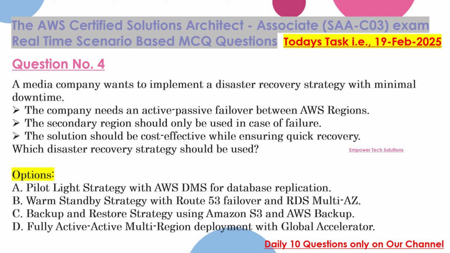Options: A. Pilot light strategy with AWS DMS for database replication. B. Warm standby strategy with Route 53 failover and RDS multi-AZ. C. Backup and restore strategy using Amazon S3 and AWS Backup. D. Fully active multi-region deployment with Global Accelerator.